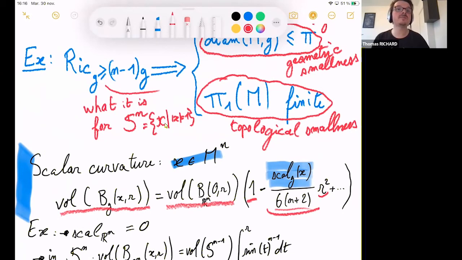So what can we do with that definition? Well, on R^n, this expansion is exact. So there's no correction term. So the scalar curvature is 0. Okay, boring. What about the sphere?